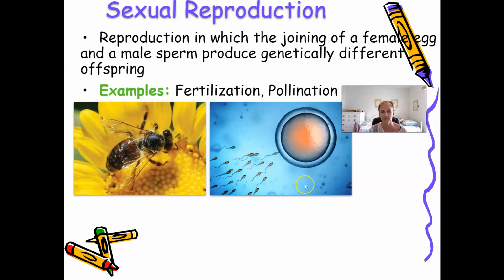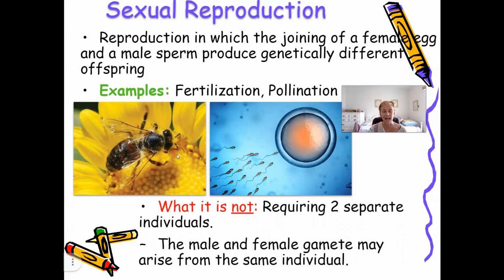Examples of this are the fertilization we see with animals, and pollination, as we see with plants. It does not require two separate individuals. Again, you're going to come across this tomorrow when you start talking about asexual reproduction. In some instances, individuals, even animals, may reproduce by themselves. So two individuals are not necessarily needed, right? But two cells are needed. If it's an egg and a sperm combining together, that's sexual fertilization or pollination, sexual reproduction.